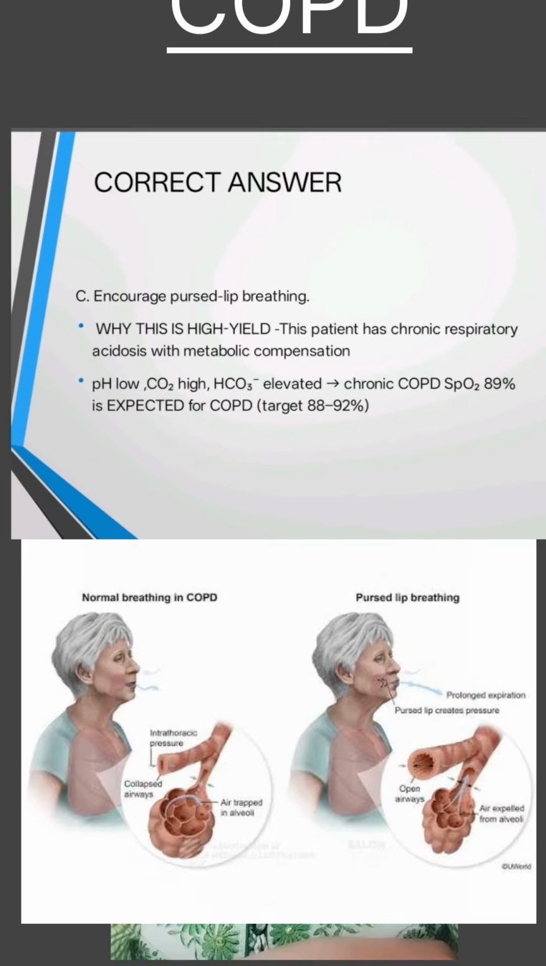Yes, the correct answer here is C, encourage pursed-lip breathing. Why this is very important is because the patient has a chronic respiratory acidosis with metabolic compensation, which is shown in the ABG from the question. So the pH is low and the bicarbonate is elevated, and in a chronic COPD patient, 89% saturation is expected. The target for this particular patient is 88 to 92%, and this is within the normal limits.